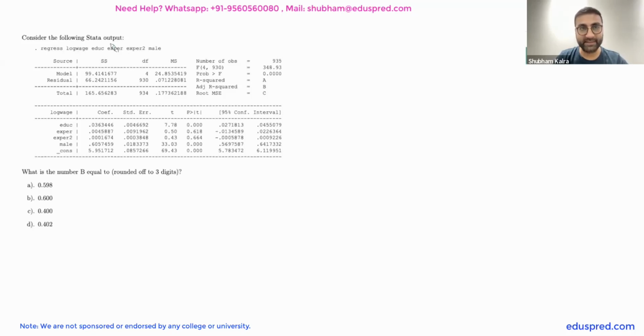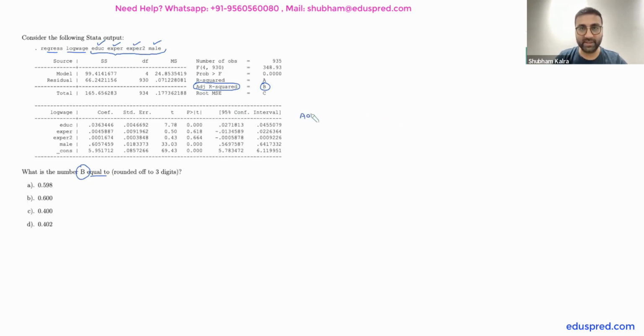Consider the following data output. So over here, we are running a regression of log of wage on education, experience square, and male. So log of wage is the dependent variable and these four are the independent variables. And they are asking us what is the number B equal to. So B over here is representing adjusted R square. So we have to find the value of adjusted R square.